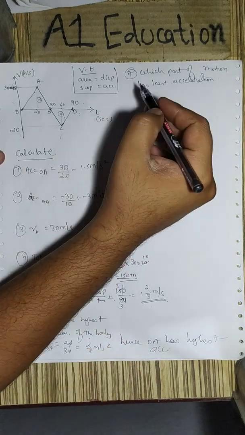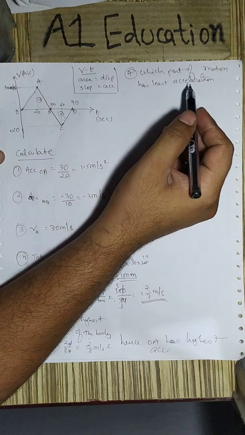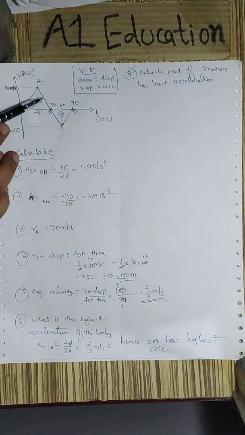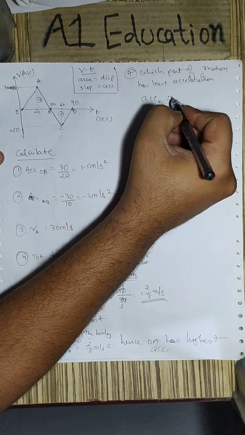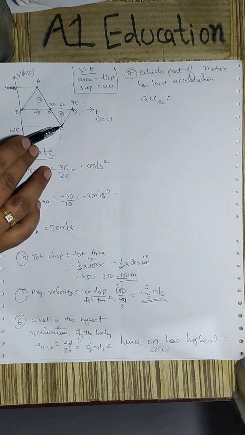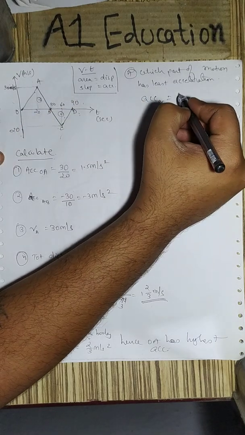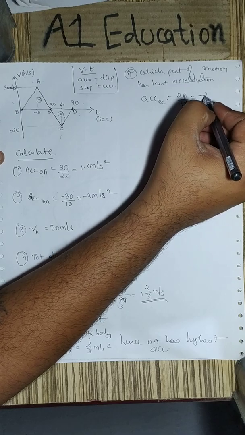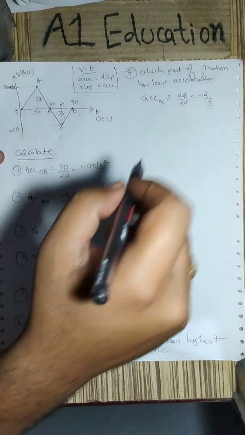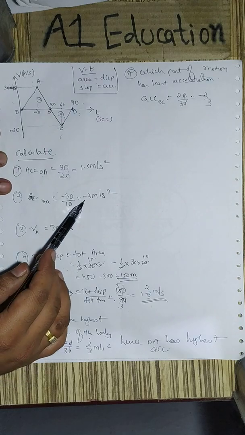Similarly, seventh one it is, which part of the motion has least acceleration? So least acceleration is in the AB and BC. AB we have calculated, BC we do not know. So let's calculate acceleration in the part BC. So BC will be perpendicular 20, base is 30. So again it's in the negative direction, so minus 2 by 3, right? So minus 2 by 3 and minus 3.